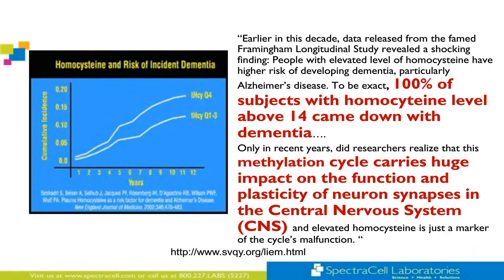hyperhomocystinuria. In this particular study, it was a study that looked at the Framingham longitudinal study and concluded that 100% of subjects with a homocysteine level above 14 came down with dementia.